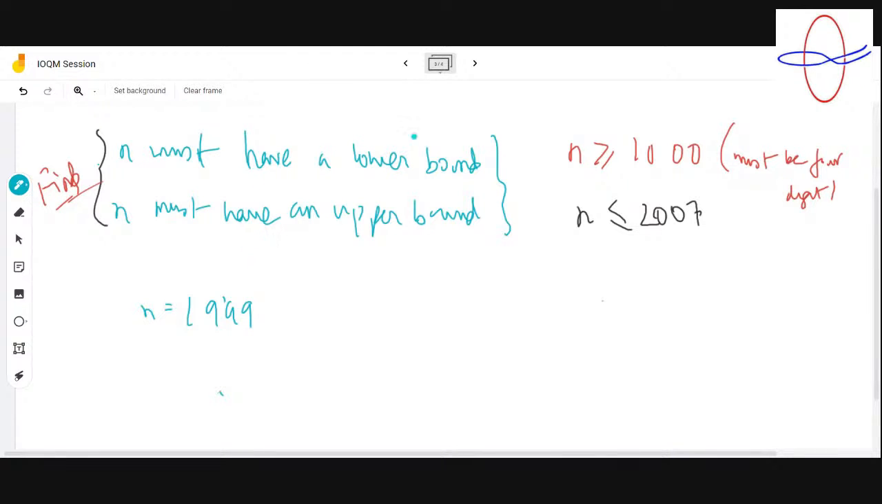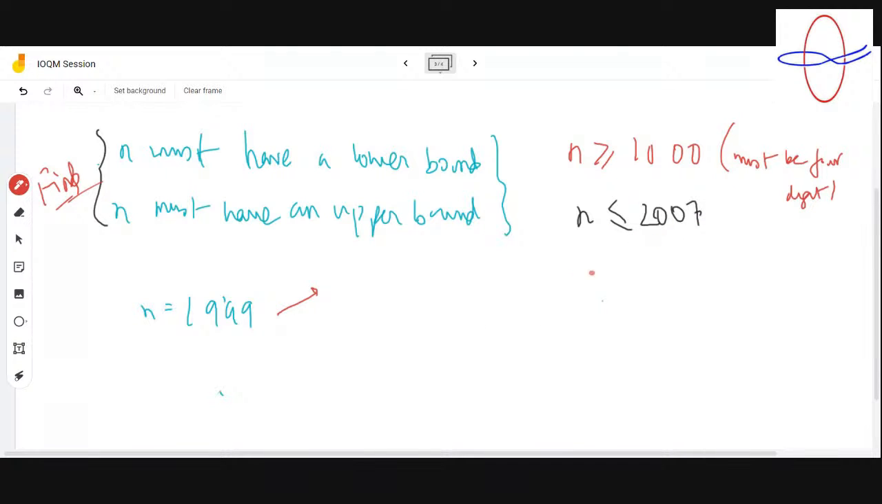It's also not divisible by 3, but I'm trying to find the lower bound. We are not injecting the idea of divisibility by 3 here. So we're taking the lower bound. Try to focus very carefully. So n equal to 1999. In that case, n cannot be on the opposite side. N must be less than or equal to 2007.